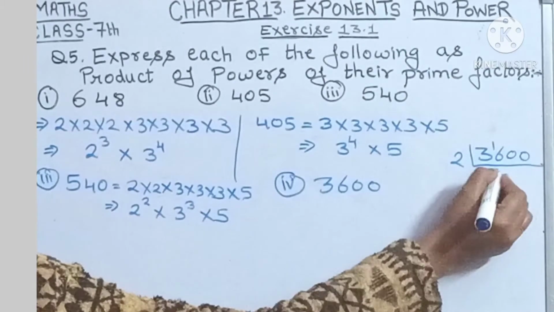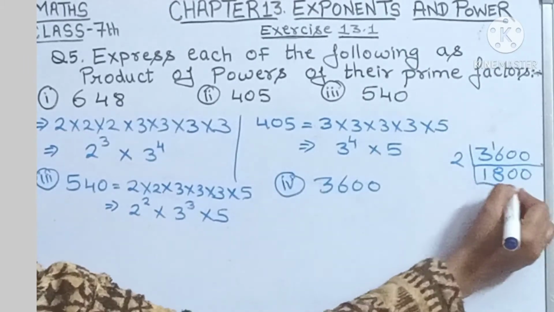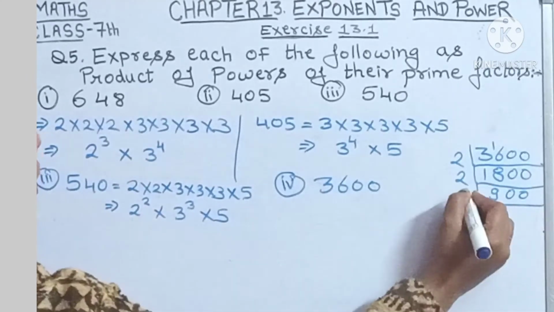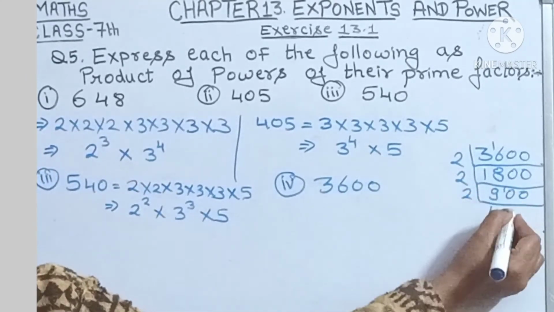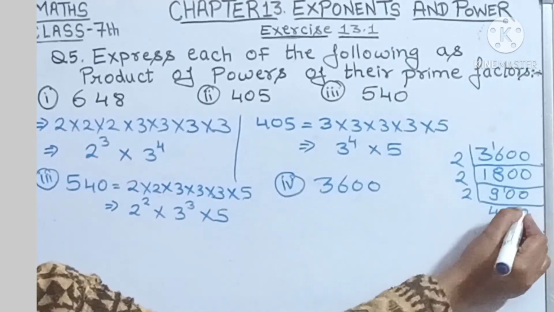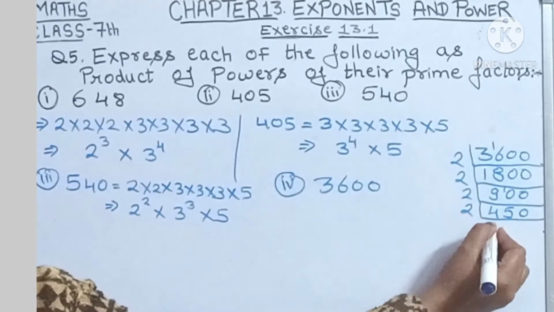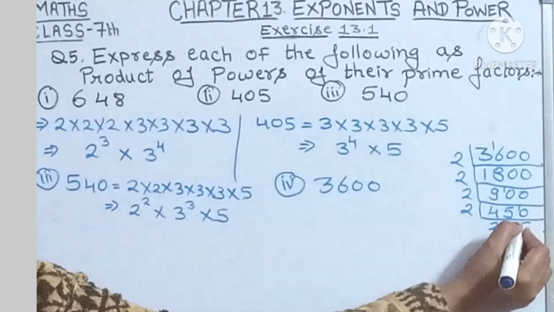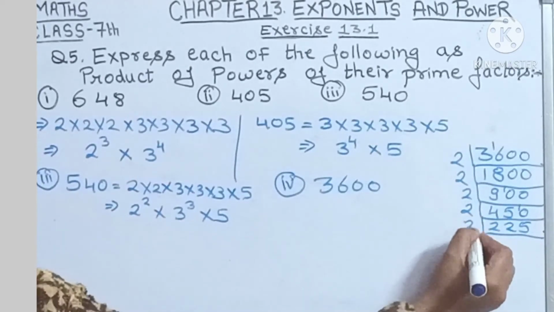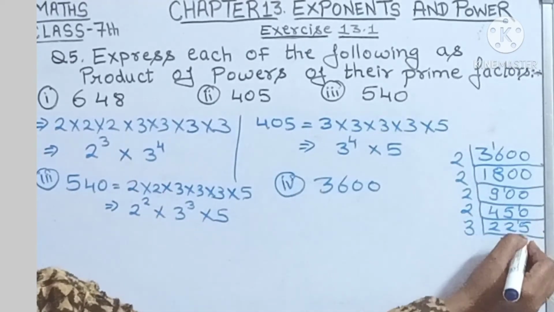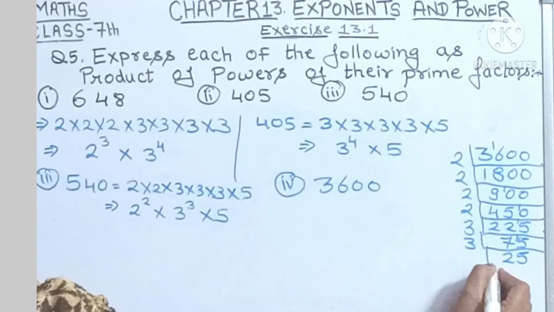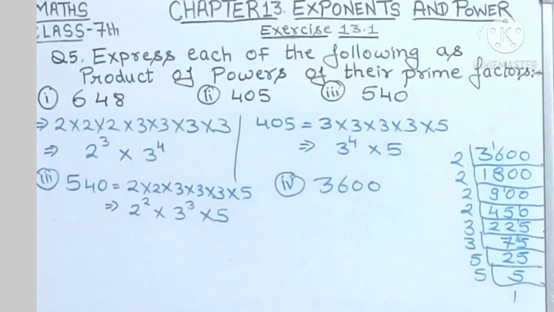2 8s are 16 and 0 0. 2 9s are 18 and 0 0. Again the table of 2, 2 4s are 8, carry 1, 2 5s are 10 and 0. Again the table of 2, 2 2s are 4, 2 2s are 4, again 2 2s are 4, carry 1, 2 5s are 10. In the table of 3, 3 7s are 21, carry 1, 3 5s are 15. Now in the table of 5, 5 5s are 25 and 5 1s are 5.